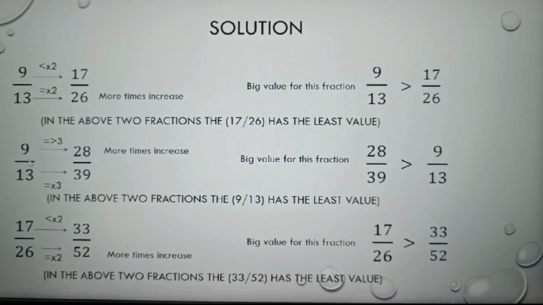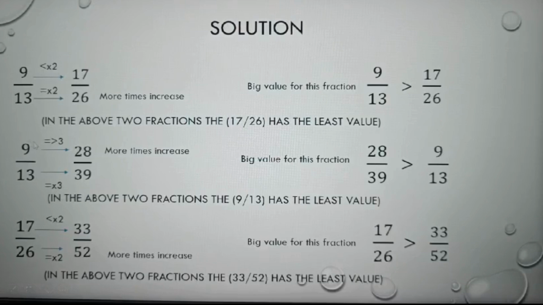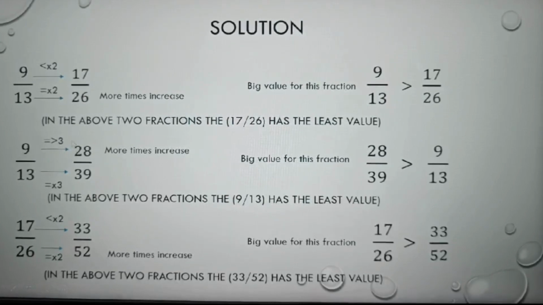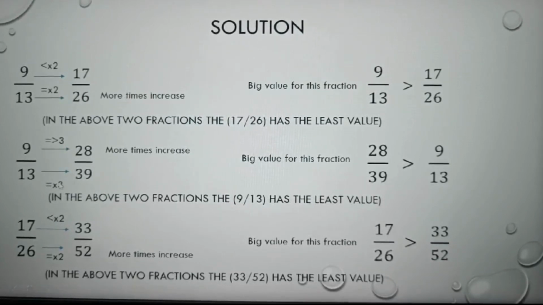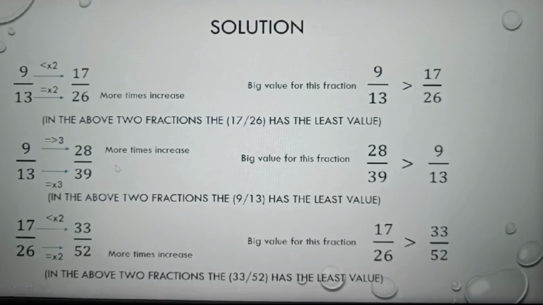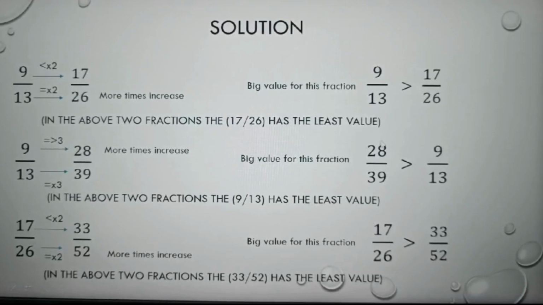So here again, the next option 28 by 39 is compared with 9 by 13. The numerator 9 increased more than 3 times, since 9 threes are 27, whereas 13 threes are 39, exactly 3 times. So the increase in the numerator is more. 28 by 39 is the bigger value fraction. So 28 by 39 is more than 9 by 13.